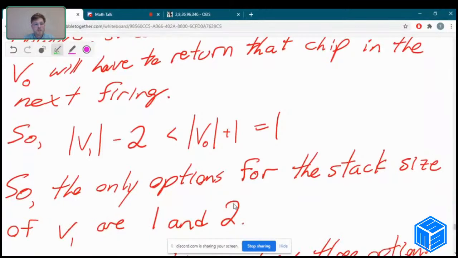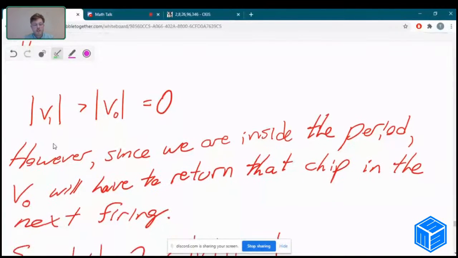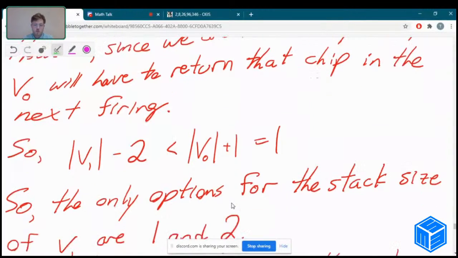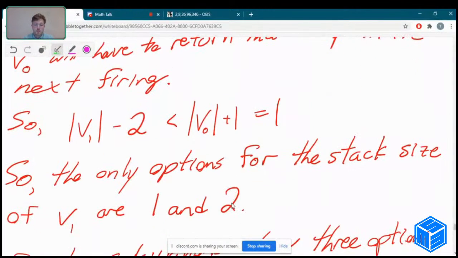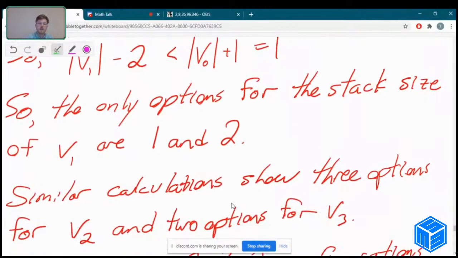That's because, if we look back, we need values for V1 that are greater than 0, but they also have to satisfy V1 minus 2 is less than V0 plus 1. The only two values that satisfy that are 1 and 2. So there are two possible values, 1 and 2. Similar calculations can be done to show that there are 3 options for V2 and 2 options for V3.